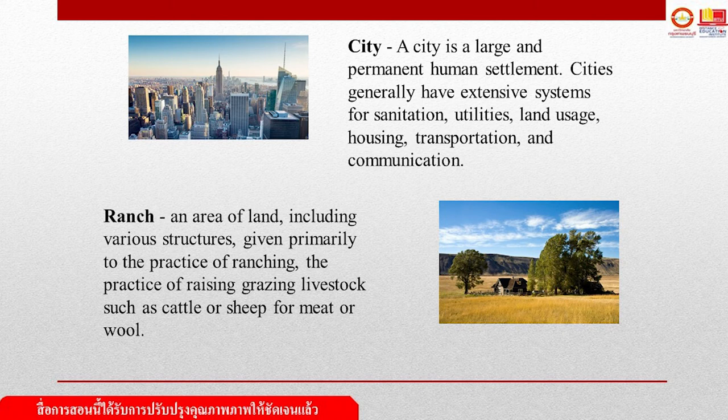Okay, the next place is called a ranch. In Thailand, I don't think there are many ranches, but there is one in the Korat area. They call it Farm Chokchai, the place where they have horses. That is a kind of ranch. A ranch is an area of land, including structures, primarily used for taking care of livestock, meaning taking care of animals.